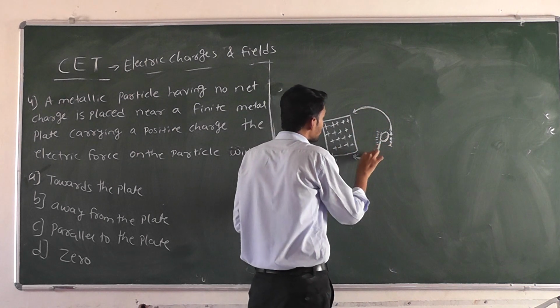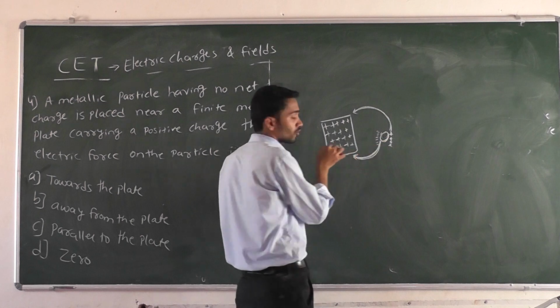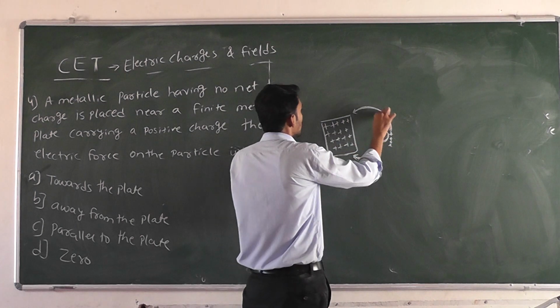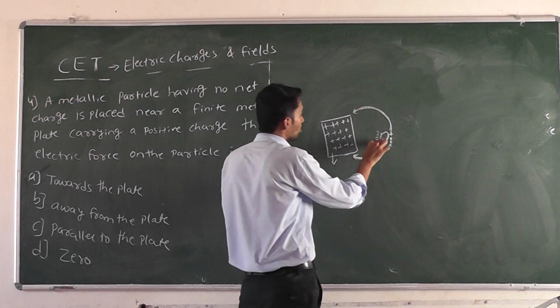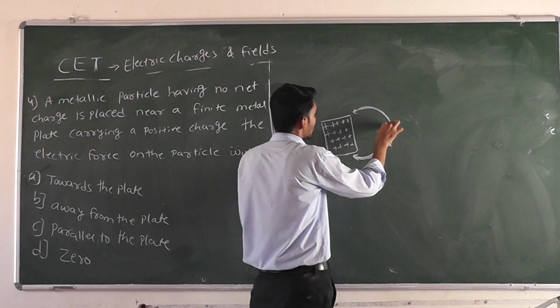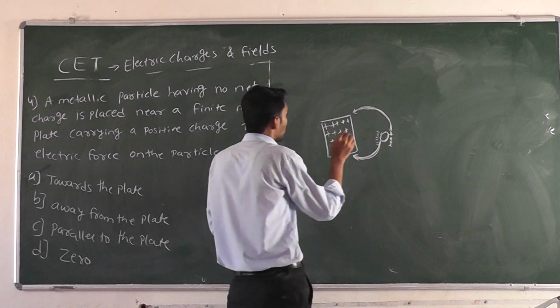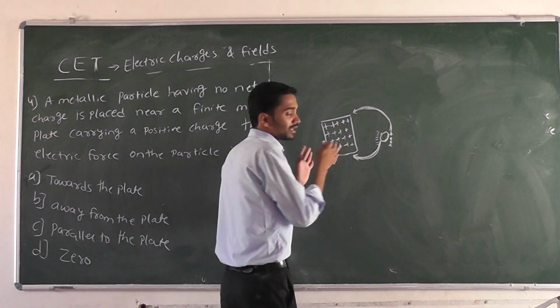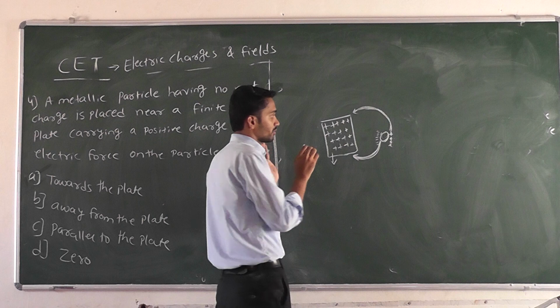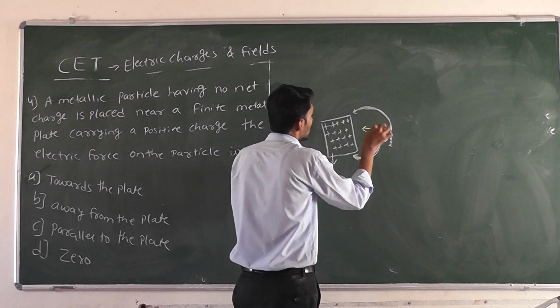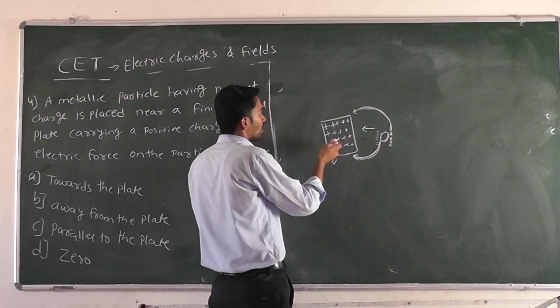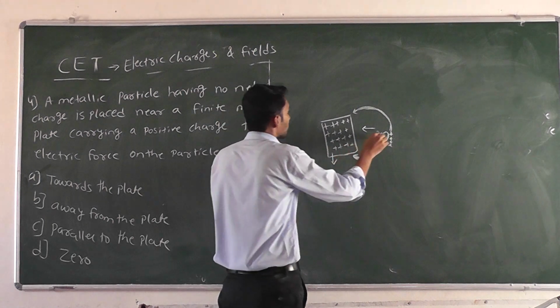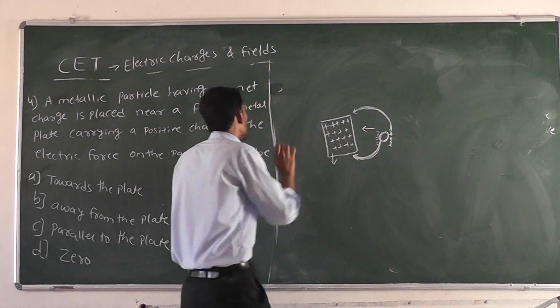Means there is more force of attraction, and less repulsion force. There is more attracting force and less repulsing force. So according to this case, what happens? More attraction takes place compared to repulsion. Attraction means this particle is moving towards this finite plate.